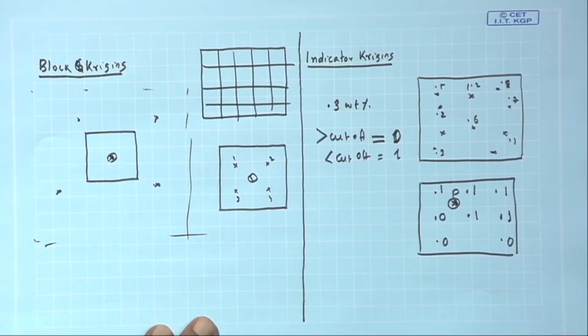So with this, I would just conclude with these ordinary kinds of Kriging methods, in a very simplistic way and within the limits of this particular lecture series.